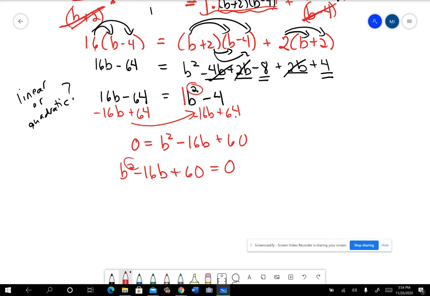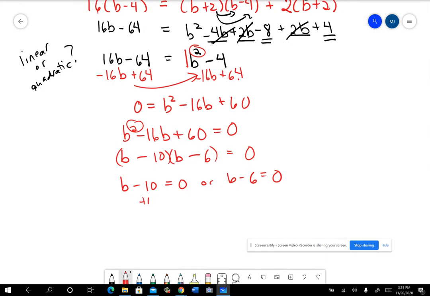So at this point, like we said, it's quadratic. I got it equal to 0, so I could try to factor. So that's going to be a b. And then 60 is a bunch of things, but I'm trying to get a 16. So I think a 10 and a 6. That can take some time, that factoring step. Just take the time you need. They need to both be negative to get a negative 16b. And then the negative 10 times the negative 6 is positive 60. So then we'll set each of those equal to 0.